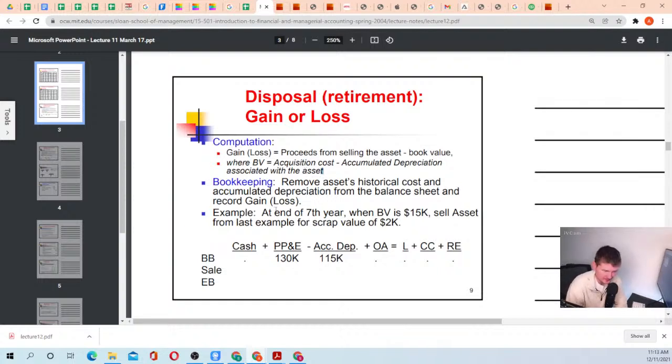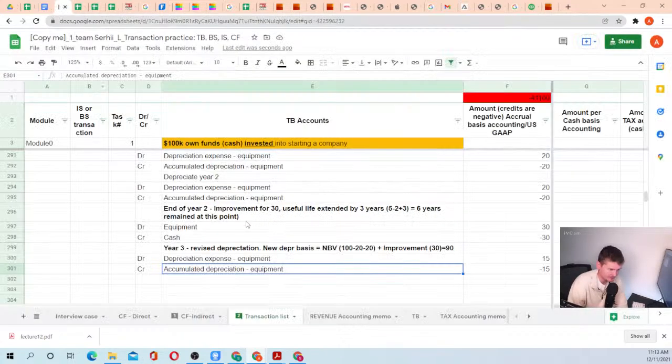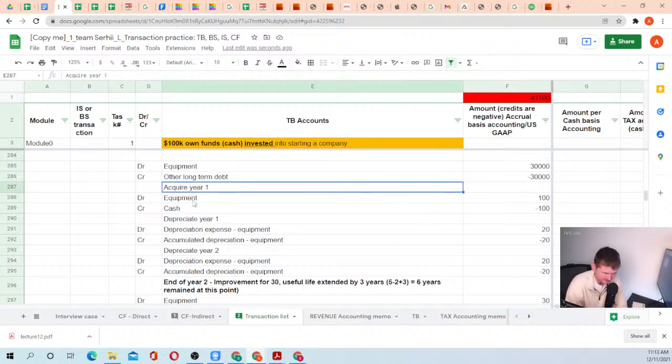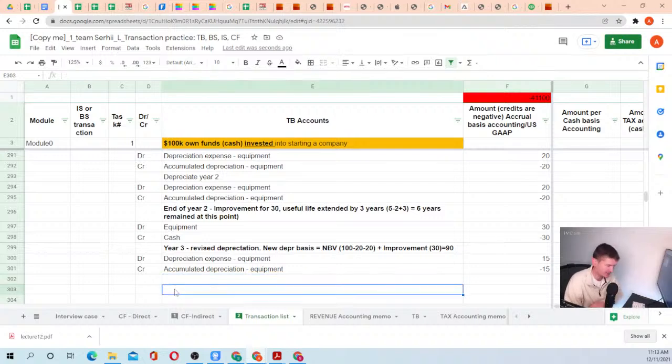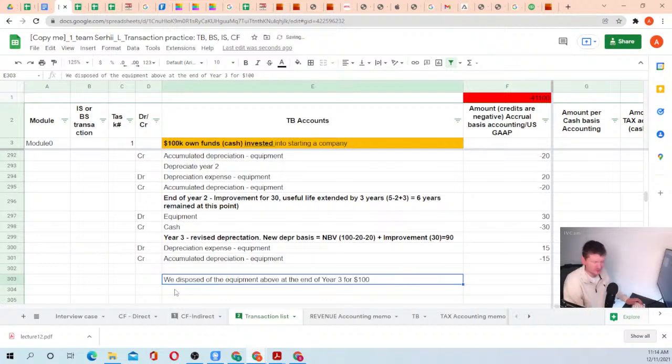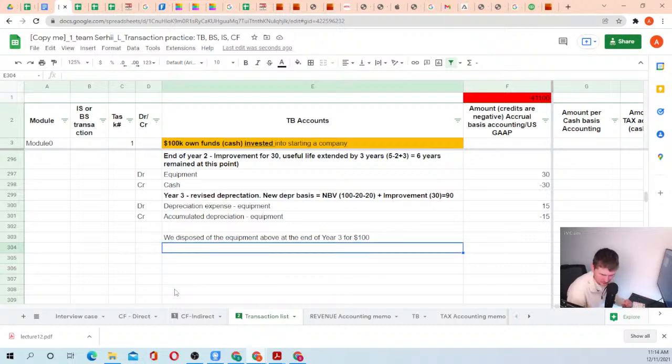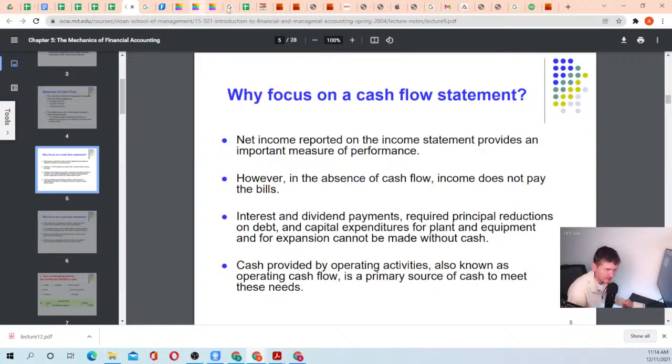Let's now go back to disposals. So when we do a disposal, we remove the asset's historical costs and accumulated depreciation from the balance sheet and record gain or loss. So they give us an example here, but let's use our example, which we have just done. Let's say we disposed of the equipment above at the end of year 3 for, let's say 100. We do have some supply shortages and inflation, so we disposed of the equipment for 100. And let's do a bit more analysis in a detailed way.